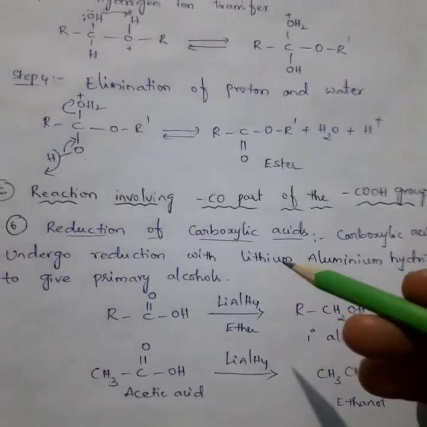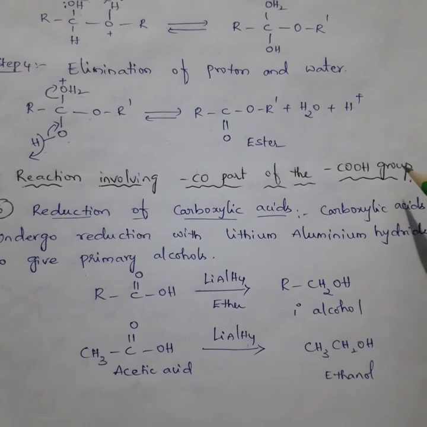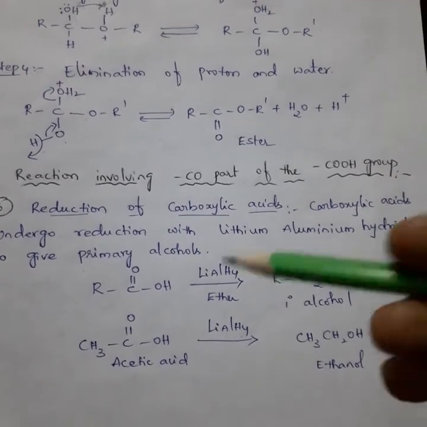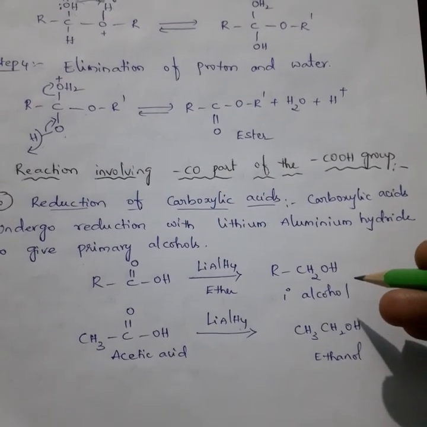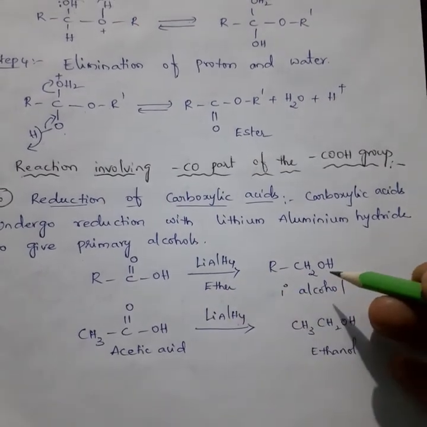Next, the third category is reactions which involve the CO part of the COOH group. The first one is reduction. Generally, carboxylic acids upon reduction form alcohols. So if you observe here, R same, OH same.